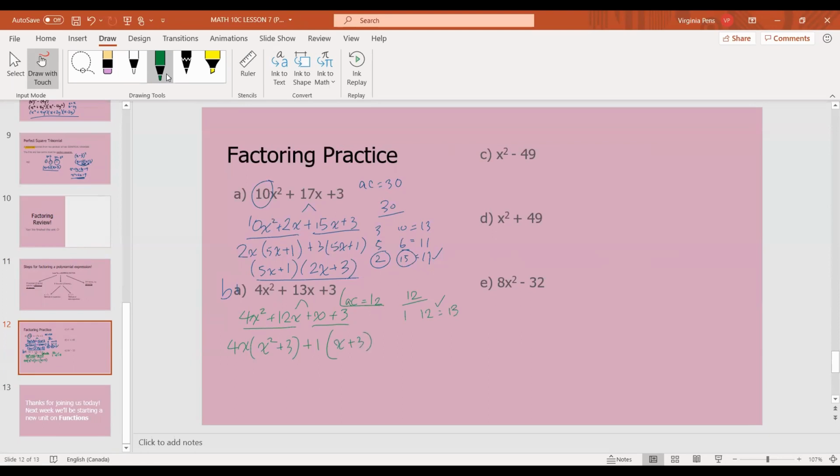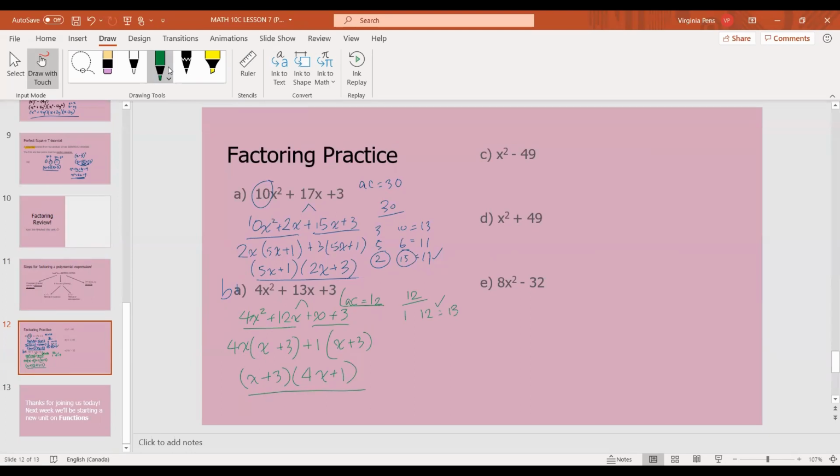And, oh, did I put a square here? My bad. Let me erase that square, that was a typo. Yes, we can now take out an x plus 3 and be left with 4x plus 1. That's it. We finished factoring this. All right, moving on.